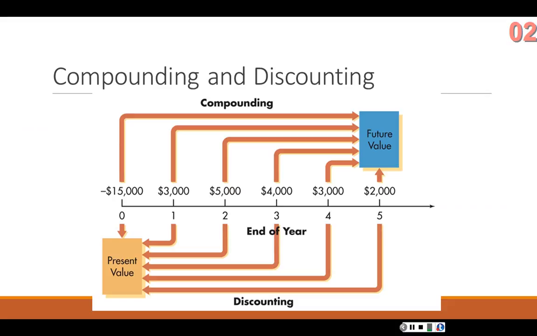So we can take cash flows either backwards in time or forwards in time. If we want to take cash flows forwards in time, we're finding the future value of a stream of cash flows, and that's called compounding. If we're bringing cash flows backwards in time to today's date, that's called discounting. We would be finding the present value of cash flows.